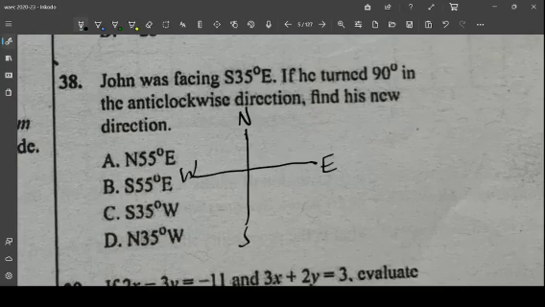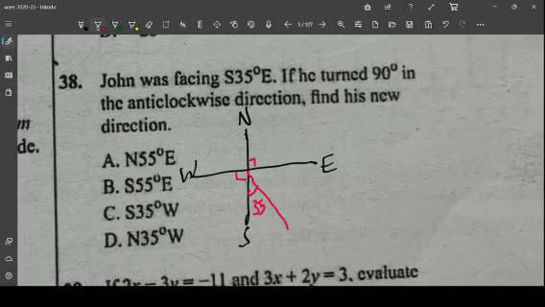Where was his starting point? South 35 degrees east. That means starting from the southern line, we are going to move 35 degrees towards the east. So I have something like this. South, he has moved 35 degrees. Here is 35 degrees towards the east. And we also know that the angle in each of these quadrants is 90 degrees. So from the south to the east is an exact 90 degrees, right?